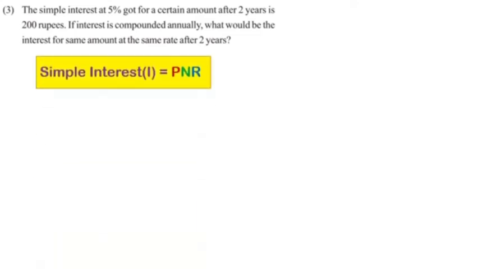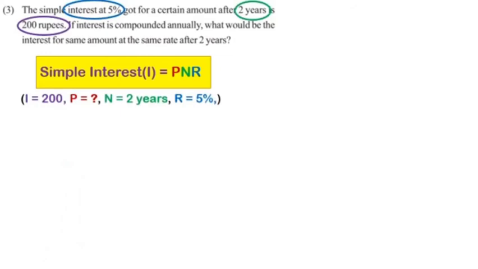So simple interest is given. Simple interest at 5% got for a certain amount after 2 years is 200. That is, I is given. I is 200, R is 5% and the number of years N is 2 years. So we want to find P, the principal amount. The principal amount is not given. Instead of the principal amount, I is given.